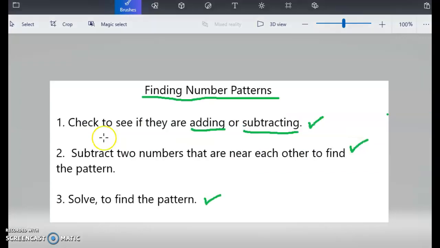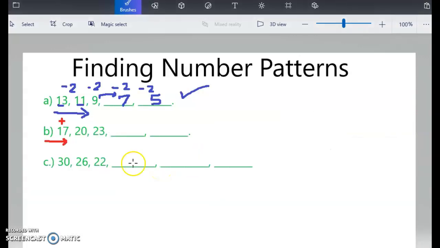Now, my second little reminder here. Subtract two numbers that are near each other to find the pattern, to find the rule. What rule are they following? They're adding, but how much are they adding? That's what I need to find out. So I can subtract the two numbers that are nearby. So I'm going to go ahead and put the bigger number on top, which is 20. And then I'm going to take away the 17.